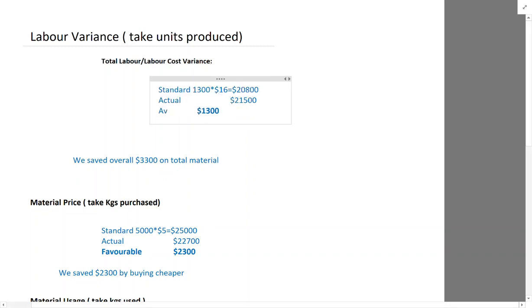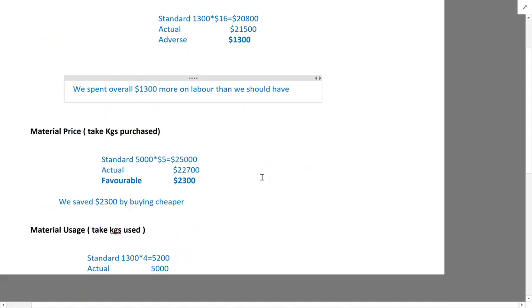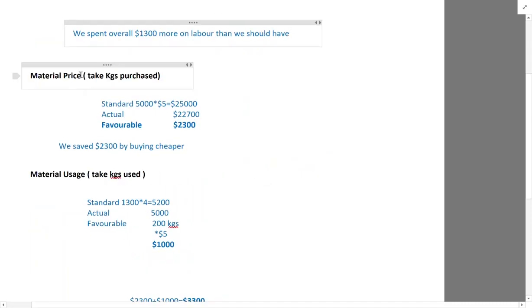Now, in exam, what they could ask is, what could be the reason of this? Maybe we paid higher, or we used more hours, okay, or our efficiency was not good. So overall, we spent 700 more on labor than we should have. Okay. Two reasons. Material price becomes labor rate.